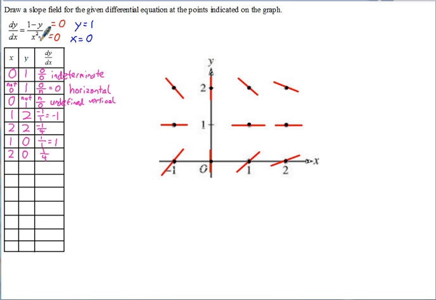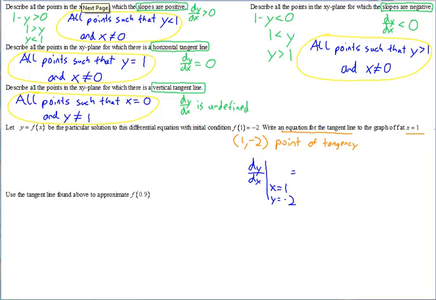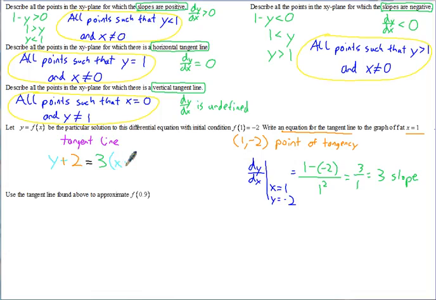Look back at our derivative, it was 1 minus y over x squared. So that would be 1 minus negative 2 over 1 squared. That gives you 3 over 1, so there's 3. There's the slope. So now we can write the tangent line. y minus the y coordinate of negative 2, which turns into a plus 2, equals the slope of 3 times x minus the x coordinate of 1.